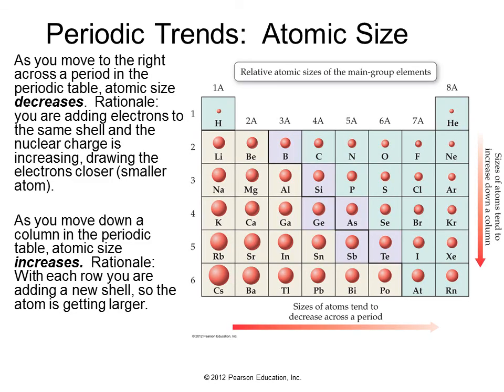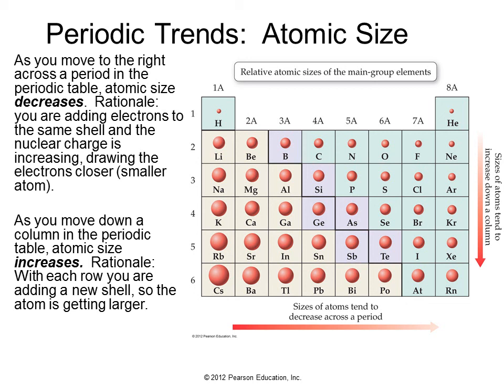Let's look at the periodic trends. For instance, the size of the atom. It's stated that as you move to the right across the periodic table, the atom's getting smaller. There's a rationale for this. You're adding electrons to the same shell. For instance, shell 2. This is shell 3, but you're adding electrons to the same shell. So you're not adding into a further out orbital.